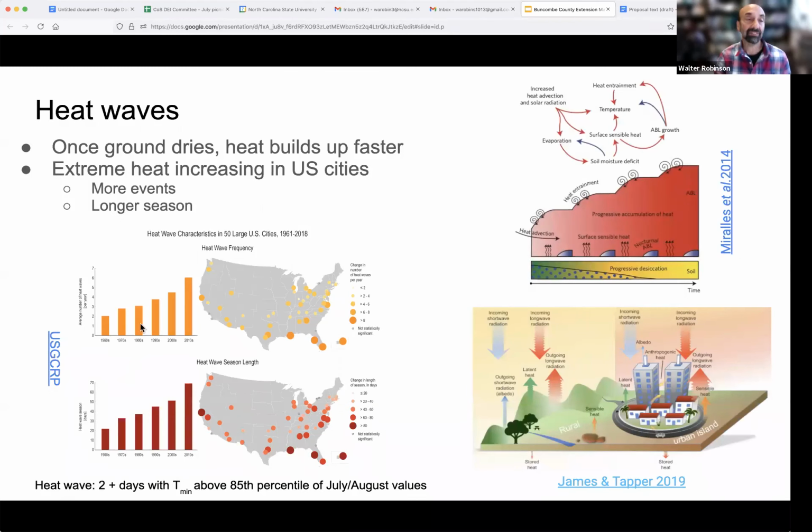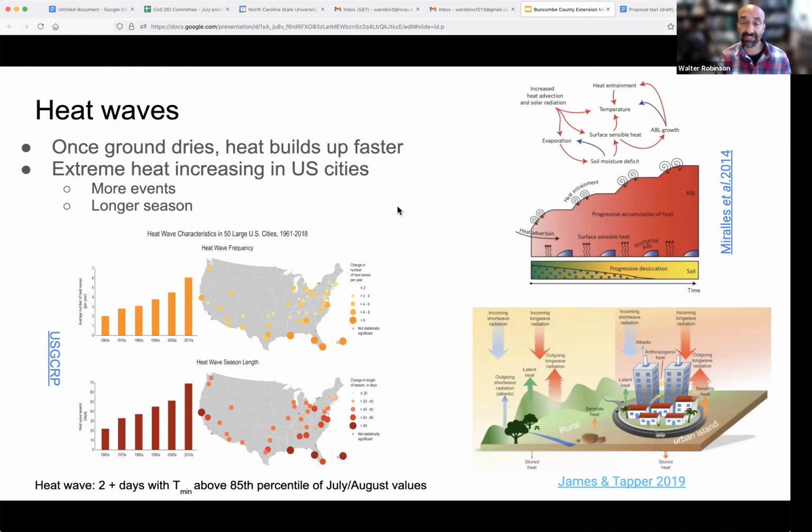So let's talk about heat. Once the ground dries, the sunlight striking the earth, if it's cloud-free, that energy doesn't evaporate water, it just goes into making it hotter. So once things dry out, the heat can build up much faster. Here's a schematic of that that shows the dynamics. This was a paper that was written in reference to the 2011 Russian heat wave.